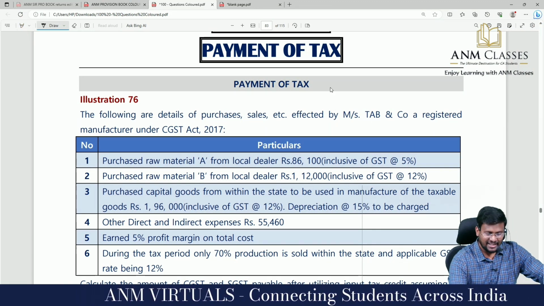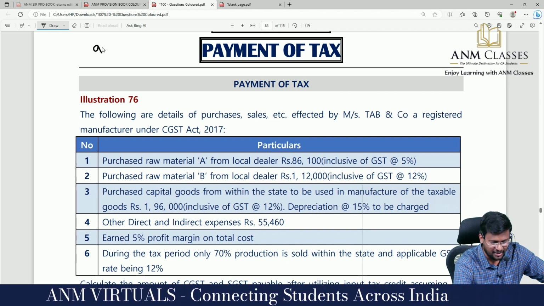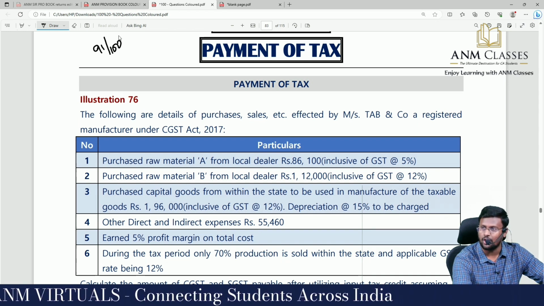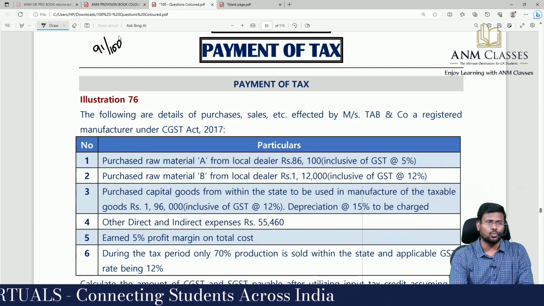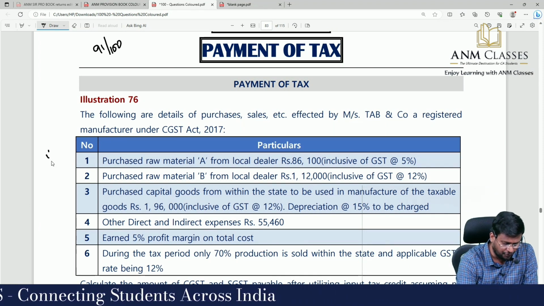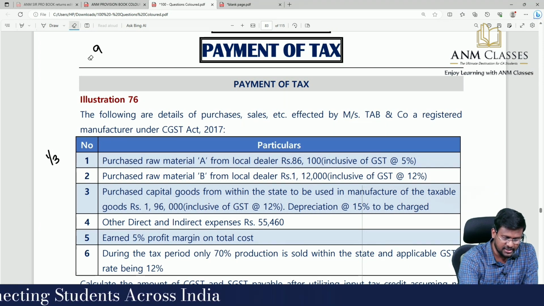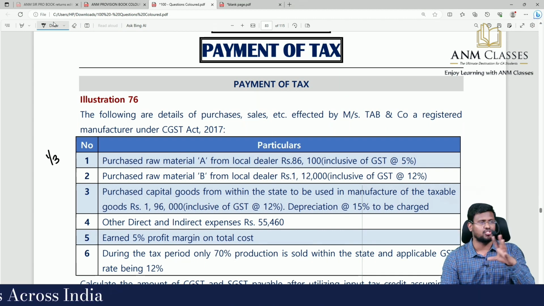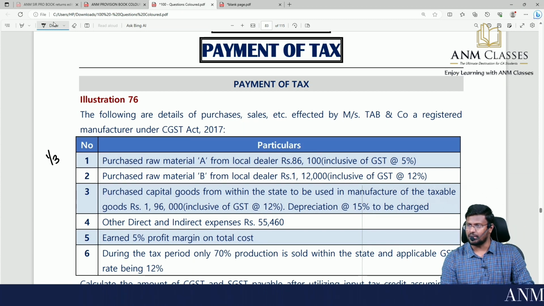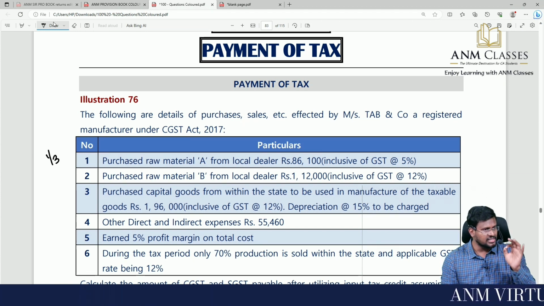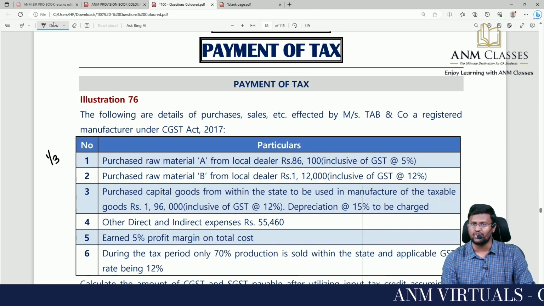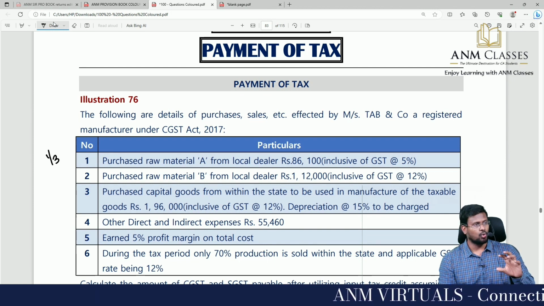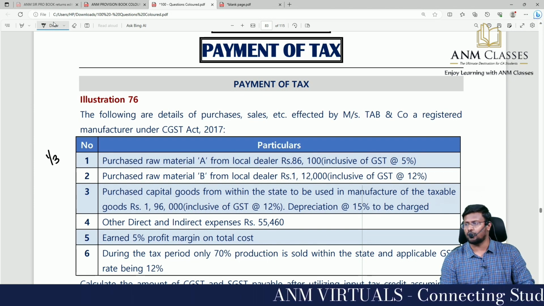Till the last slot, we have done 91 questions out of 100. In this slot, we are going to do 3 questions from payment of tax. This is a very important area for examination. Determine the GST liability will be the first question in your question paper.